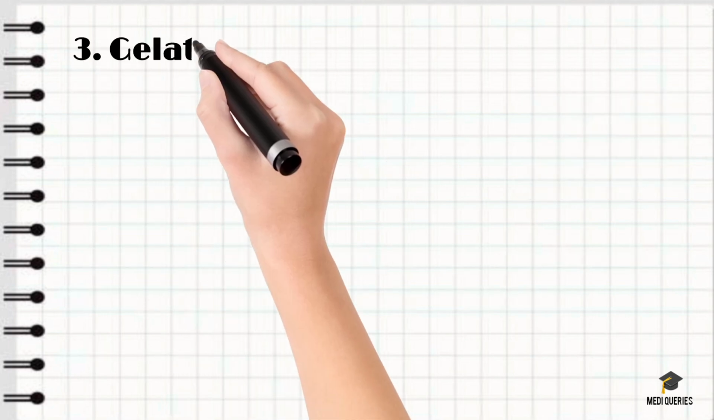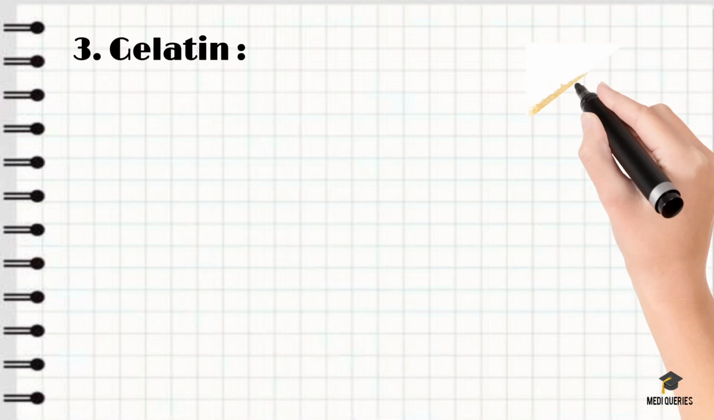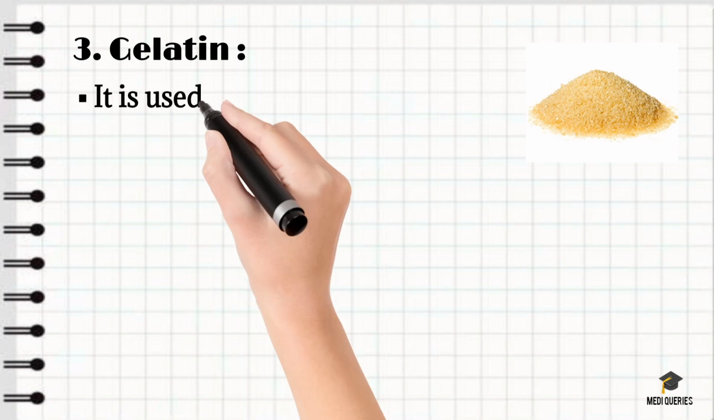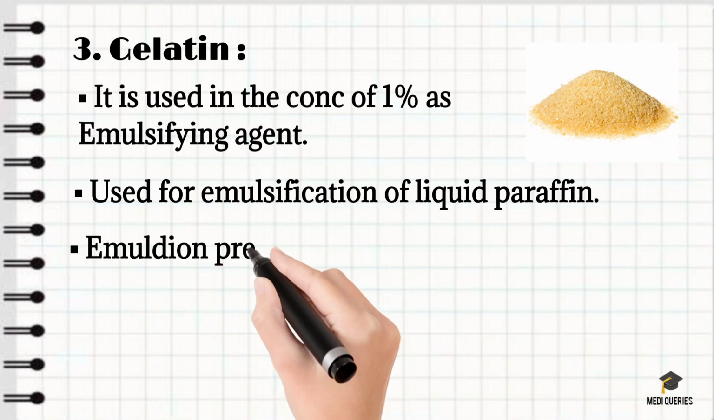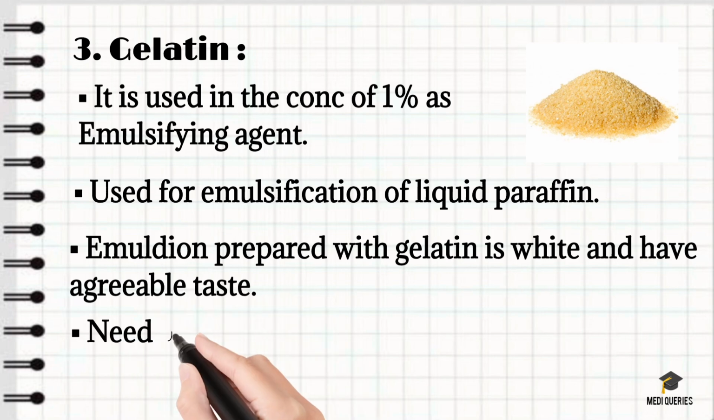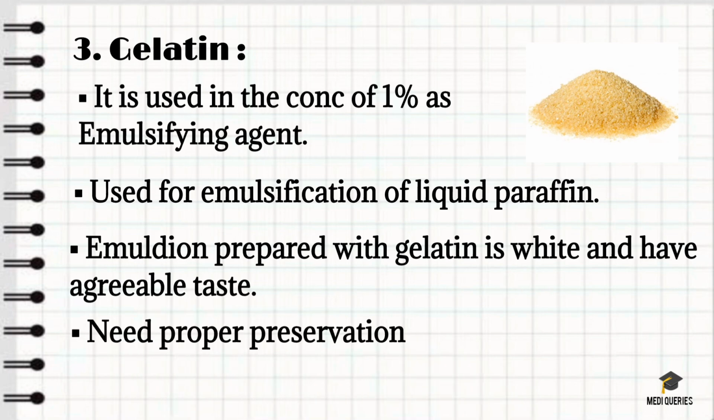Gelatin. It is used in the concentration of 1% as an emulsifying agent. It is mainly used for the emulsification of liquid paraffin. Emulsions prepared with gelatin are quite white and have an agreeable taste, but they need proper preservation because emulsions are prone to bacterial growth.